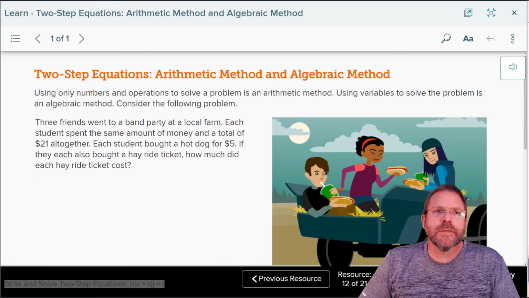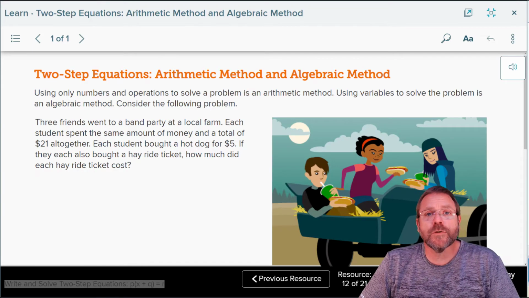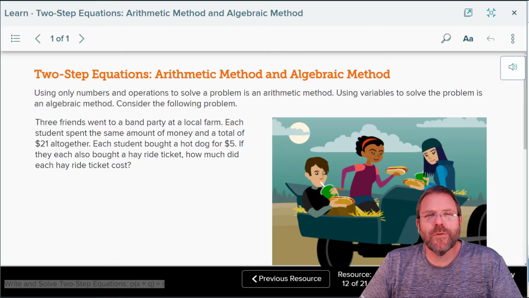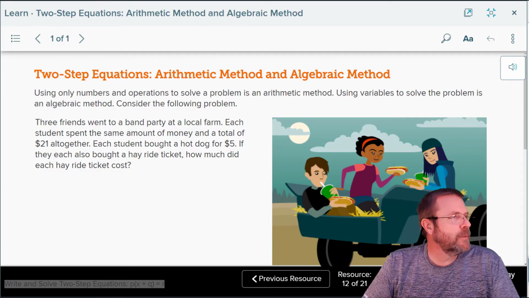Now, just like last time, you guys can solve these using either the arithmetic or the algebraic approach, or at least in theory you can. I'm not going to let y'all use the arithmetic approach in middle school, but we're going to show you what it would have looked like if you'd still been a little elementary kid.